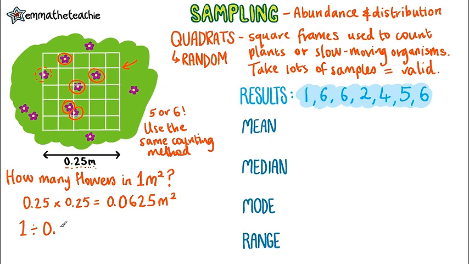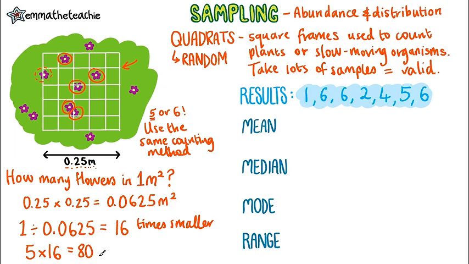Now we need to see how many times smaller this is than 1 meter squared. So we do 1 divided by 0.0625, and that comes out at 16. So this quadrat is 16 times smaller than a 1 meter squared quadrat. Let's say we took our count to be 5. We would now just do 5 times 16 to see how many you get in 1 metre squared. And it comes out at 80 flowers per metre squared.